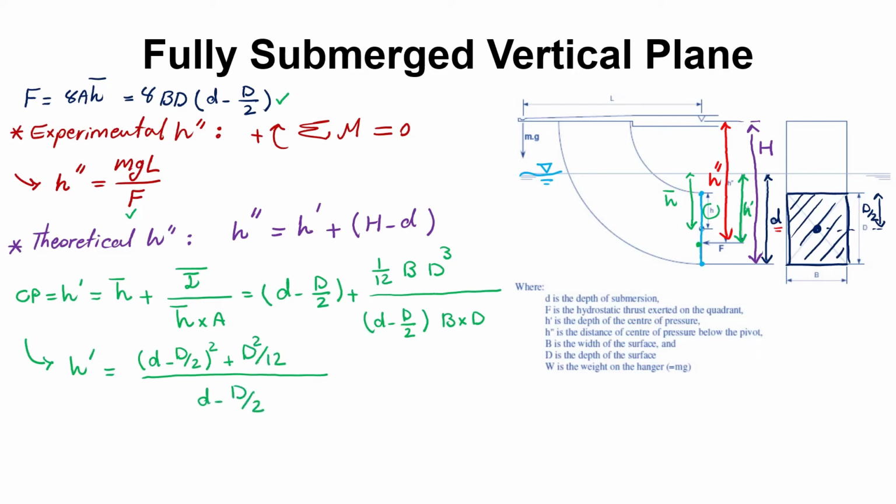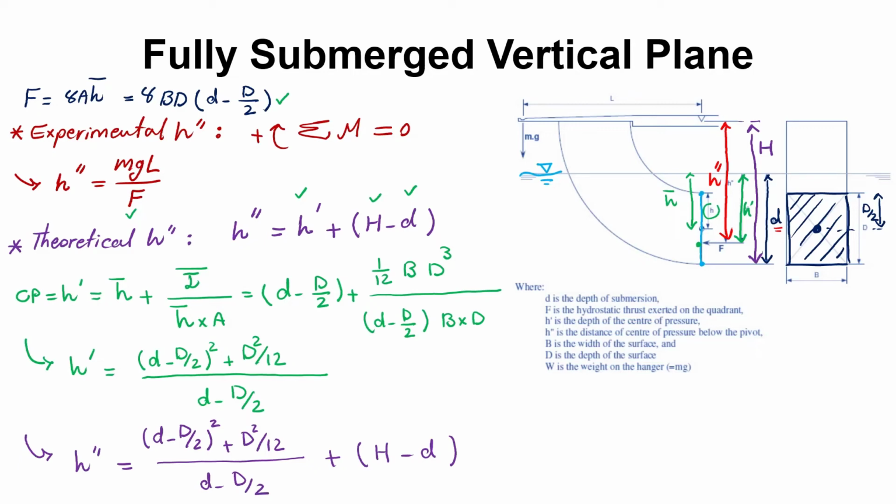Okay, so this was H bar, and I have these two, so I can add it and write my theoretical H prime over here. So H prime is H bar, which was the fraction that I just wrote in green, plus H minus D. All right, and that's the theoretical value of H double prime. You need to compare this theoretical H double prime with the experimental H double prime, and we're going to go to Excel, and I will show you how you can do this.